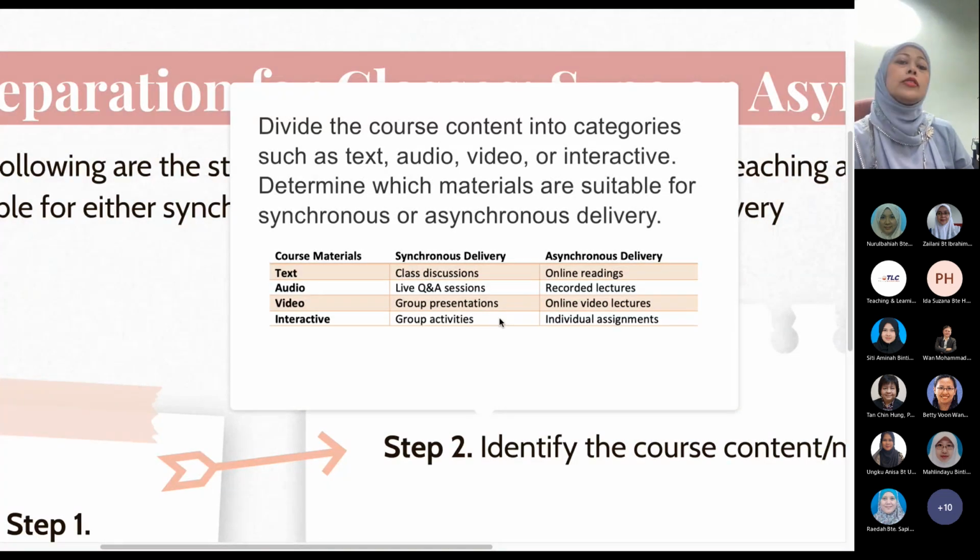For the synchronous delivery, you have group presentation. So you're going to let them form their own groups, and they're going to present in the class. So that is synchronous. Is it going to be online? If you use Microsoft Teams, then it's going to be online. Again, let me remind you, we are just emphasizing on the online component. We are talking about the 40, 40, 20 possibilities.